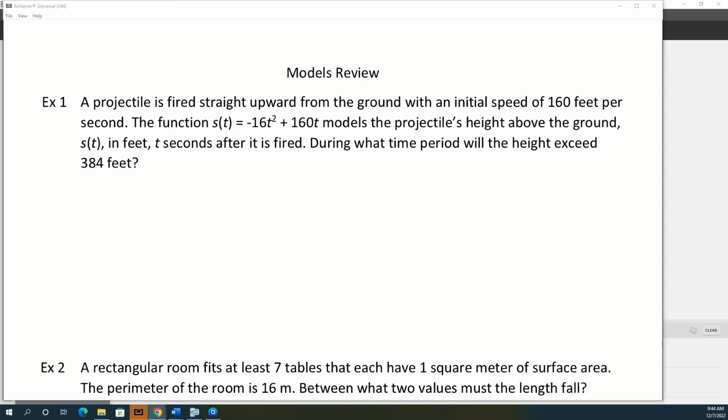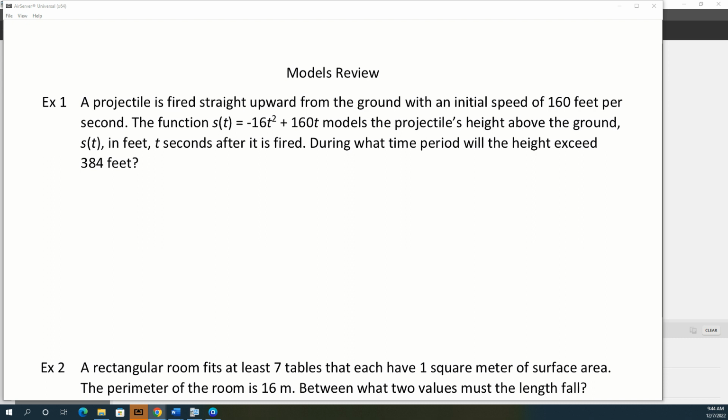So a model is an algebraic equation or function that you use to model a real life situation. So that's what these are all about. In example 1, a projectile is fired straight upward from the ground with an initial speed of 160 feet per second. And the function s of t models the projectile's height above the ground in feet t seconds after it is fired. We want to know the period of time that the height will exceed 384 feet.